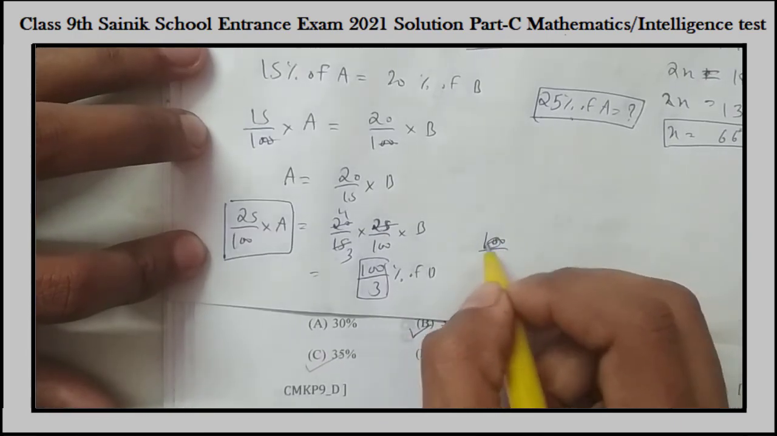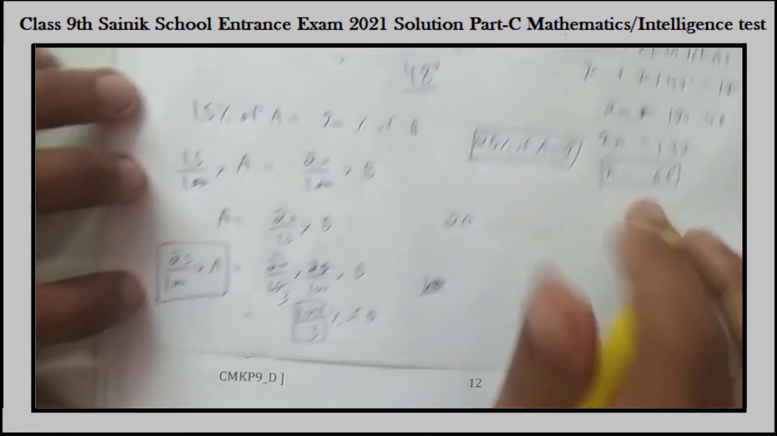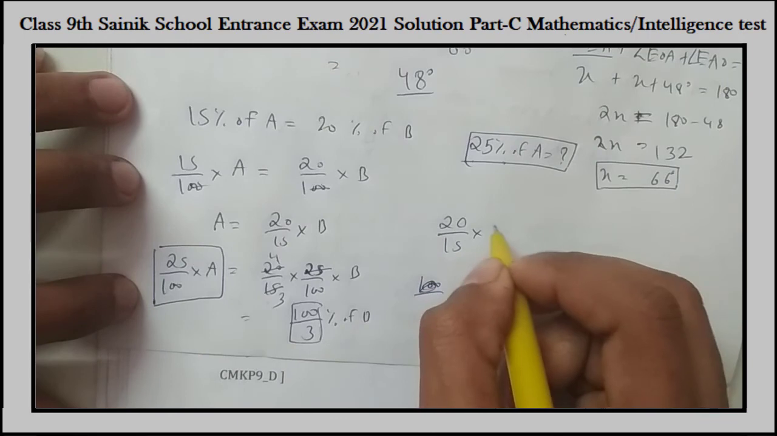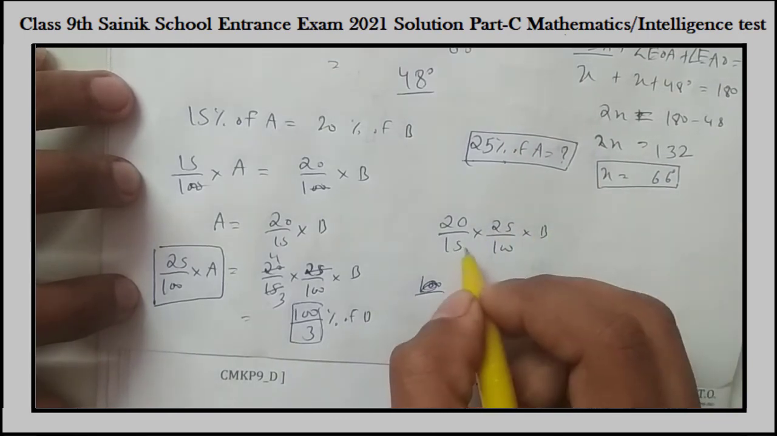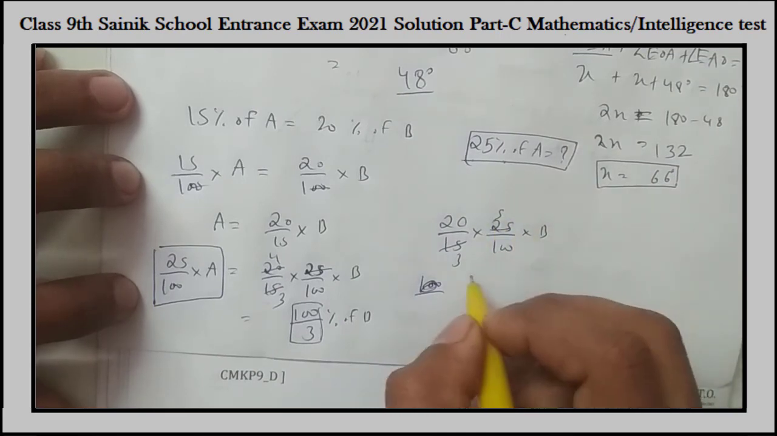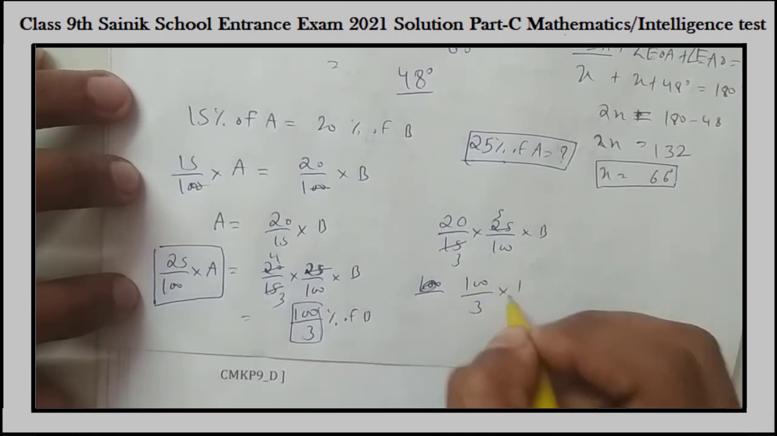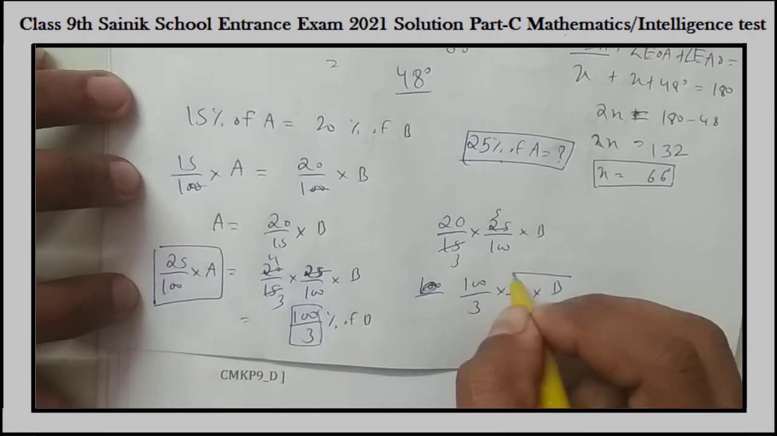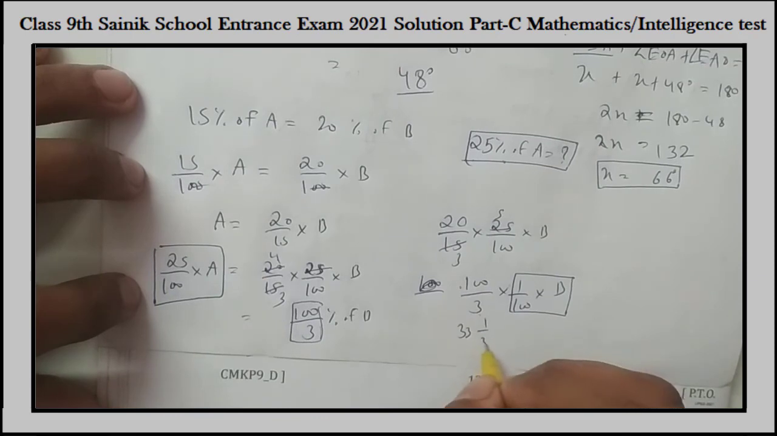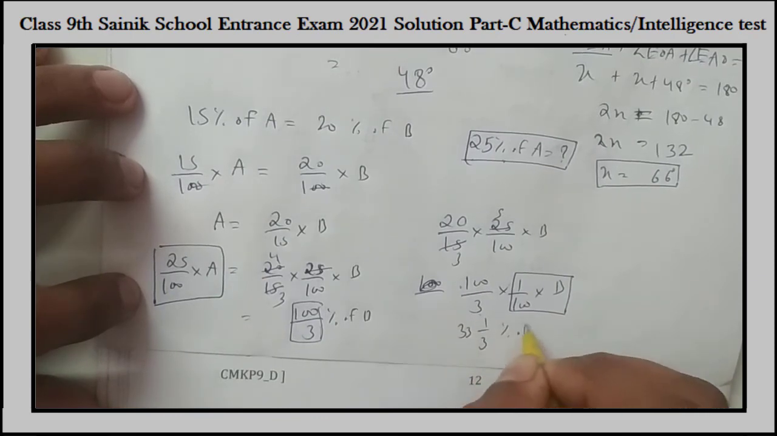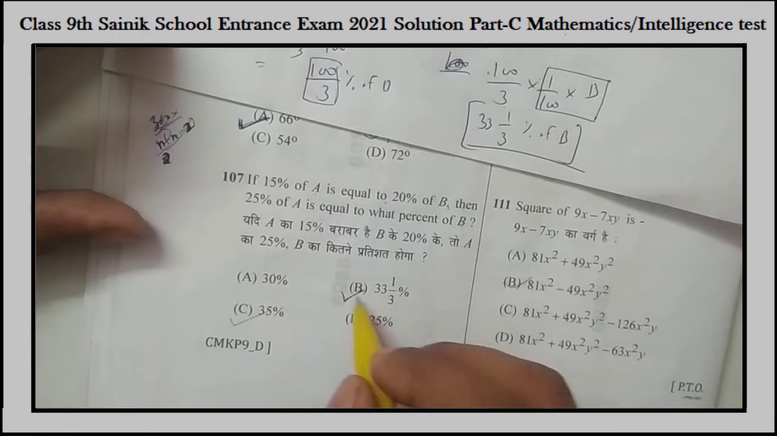So let's solve here. 20 divided by 15 multiplied by 25 upon 100 multiplied by B. 5 3 is 15, 5 5 is 25. 100 divided by 3 multiplied by 1 upon 100 into B. This is the percentage. So 33 and 1 upon 3% of B. This is the answer.